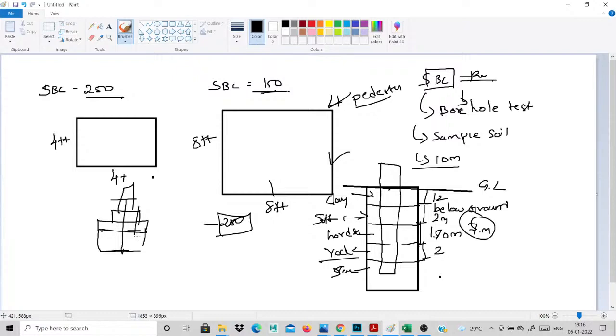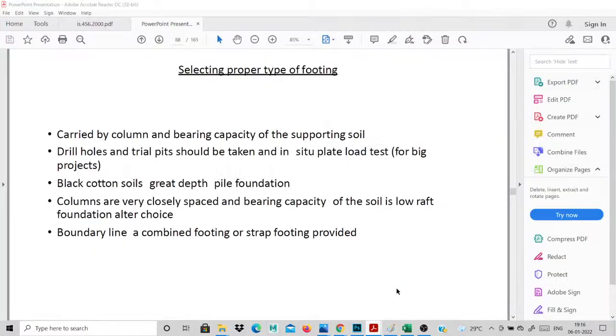Okay, this is the main step. For a normal residential building, you go for a borehole test, taking different levels. The next one is a large project. A large project is a big project like an industrial building or education building. That type of building goes for a plate load test.